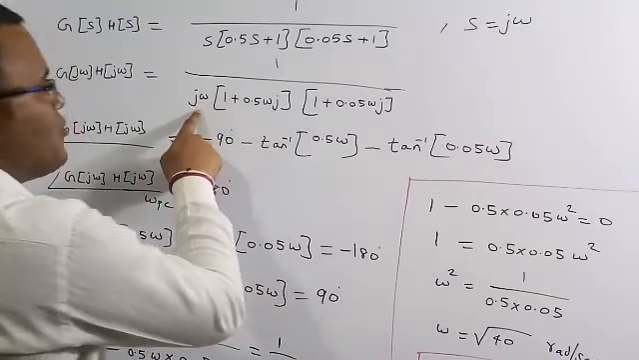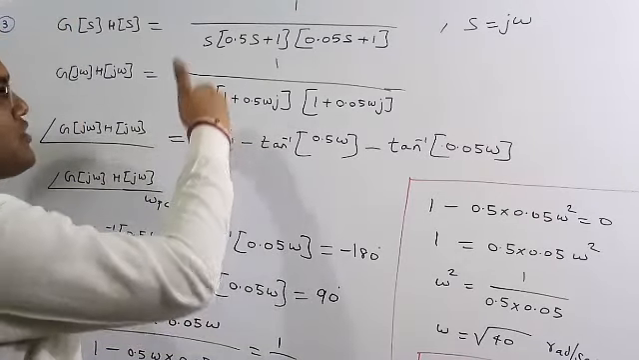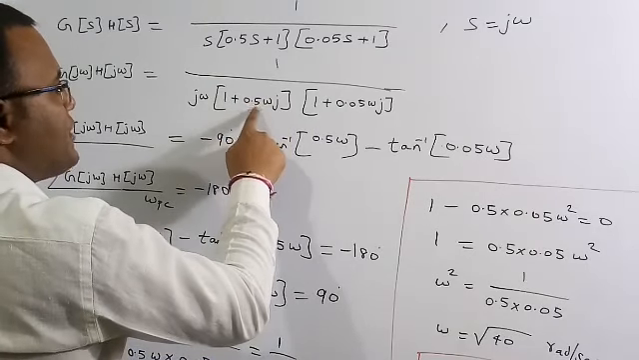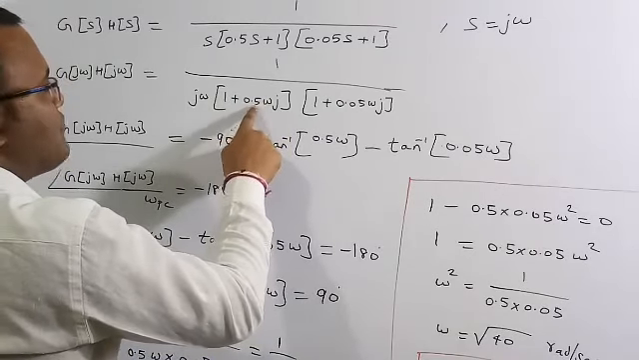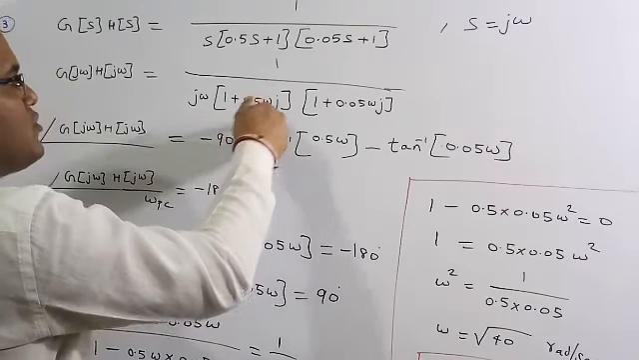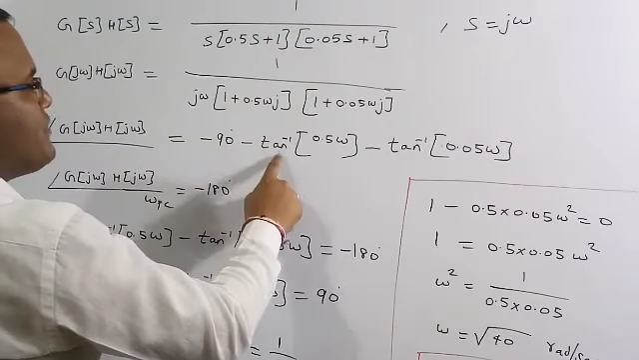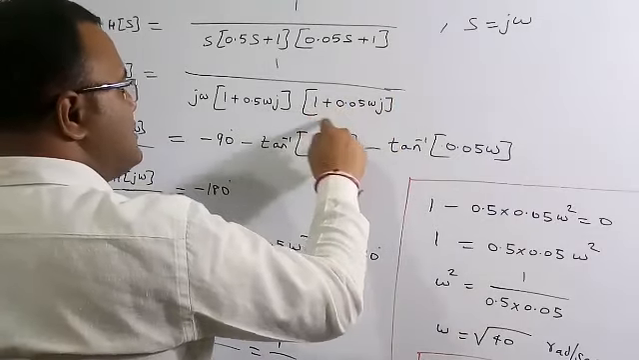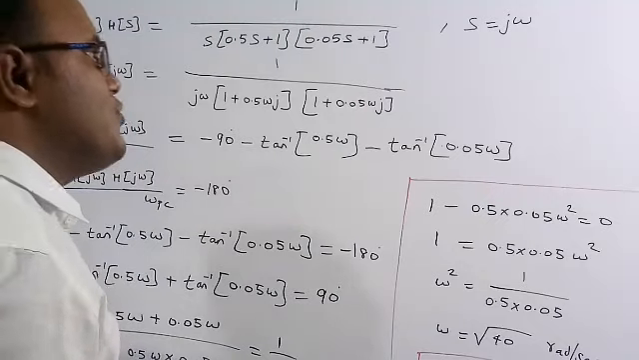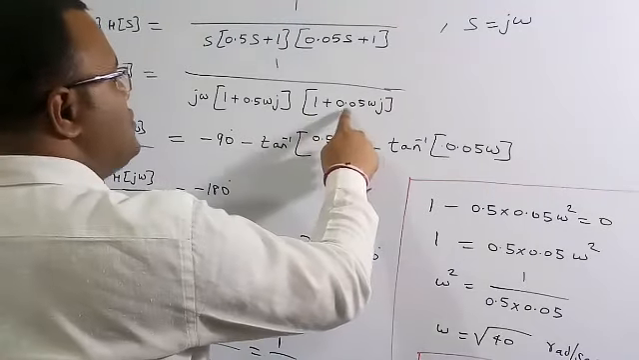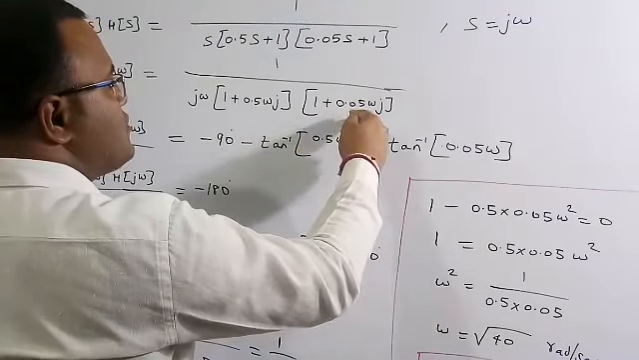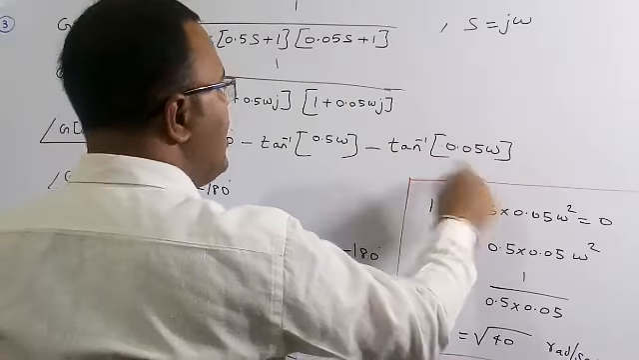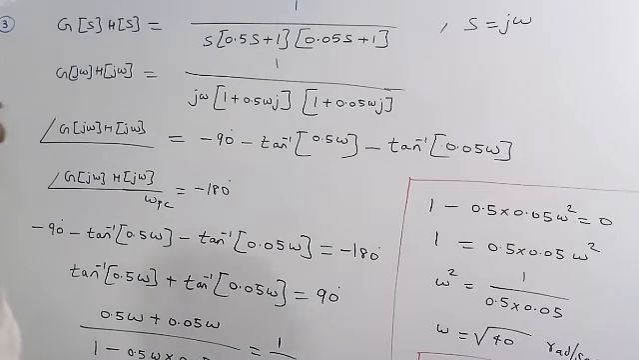See here, 1 by j omega: in the denominator the angle is 90, and if it goes to the numerator, it will become minus 90. Similarly, the angle here is tan inverse of 0.5 omega by 1. It is positive in the denominator. If it goes to the numerator, it will become negative of tan inverse of 0.5 omega. And similarly, this term has an angle of tan inverse of 0.05 omega, which is positive, but if it goes to the numerator, it will become minus tan inverse of 0.05 omega. Here we need to find the phase crossover frequency.